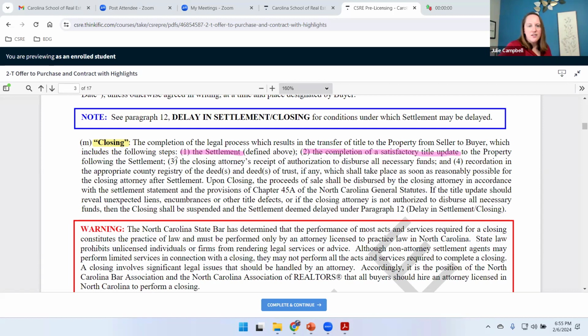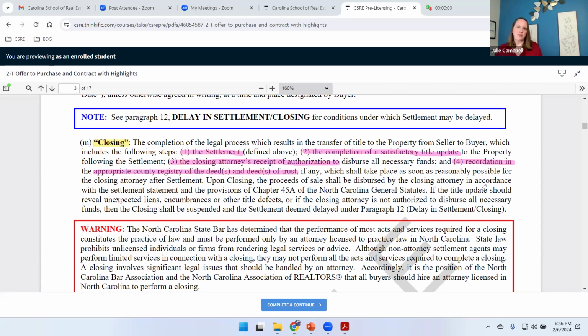The closing attorney's receipt of all the funds. This would be the money from the lender. And then the very last act, the very last thing to happen in closing is recording the buyer's brand new deed, recording it at the Register of Deeds. Then and only then is it a done deal. So the very last act, once it's all been satisfied, 1, 2, and 3, the attorney records the buyer's new deed in the appropriate county register of deeds. It's going to be the county where the property is located.